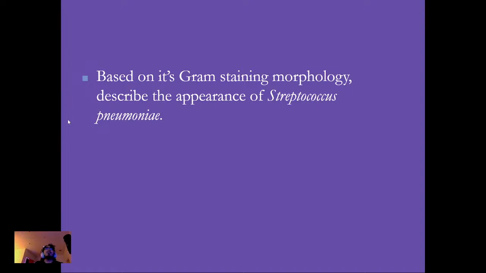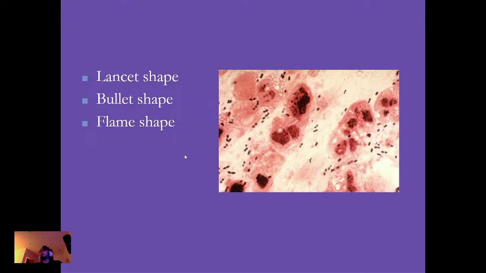Based on gram staining morphology, describe the appearance of Streptococcus pneumoniae. Bullet shape, flame shape, or lancet shape. Okay? Mukha ba siyang bullet shape? Mukha siyang bullets, di ba? I don't see the lancet or the flames. By the way, class, this is from a blood culture. Okay? Galing yan sa dugo ng pasyente. Lancet shape, bullet shape, or flame shape.